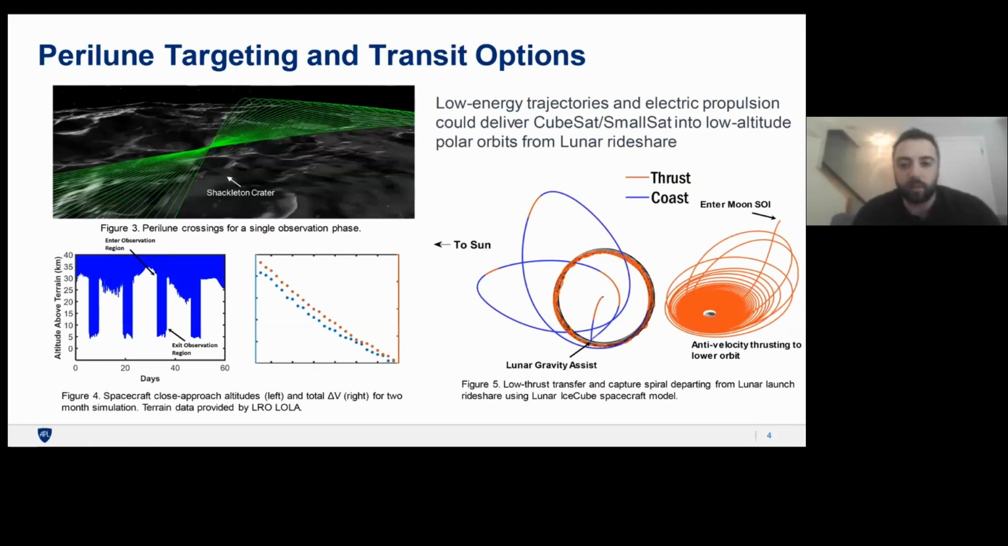iterations, many cycles. Then we started to think about how we can actually place a spacecraft into an orbit this low. And we think that the best approach would be to basically copy what Lunar IceCube is doing. So leveraging a lunar rideshare opportunity, as well as a low energy trajectory and solar electric propulsion to basically chaotically capture at the moon and lower into our science orbit.